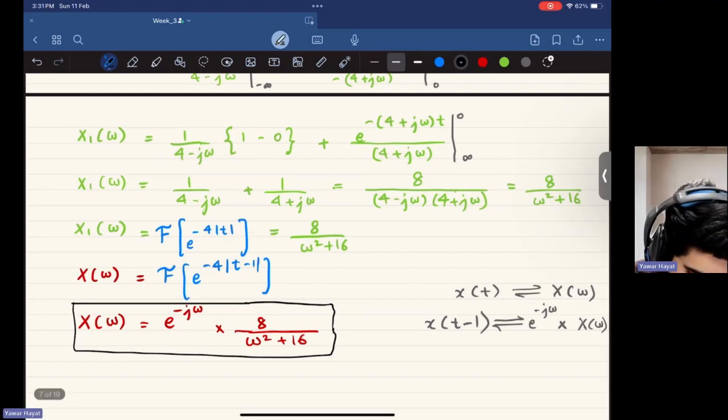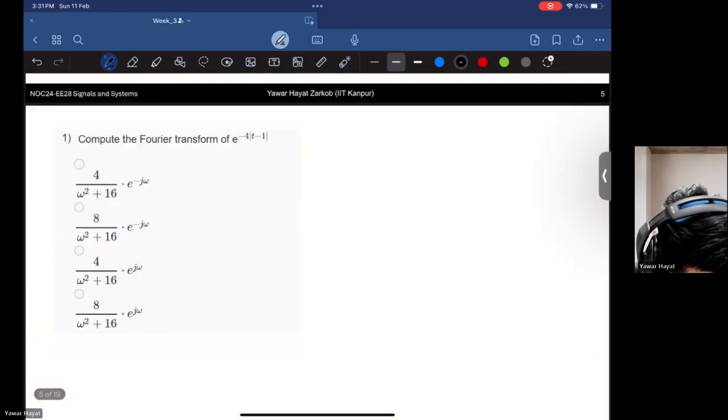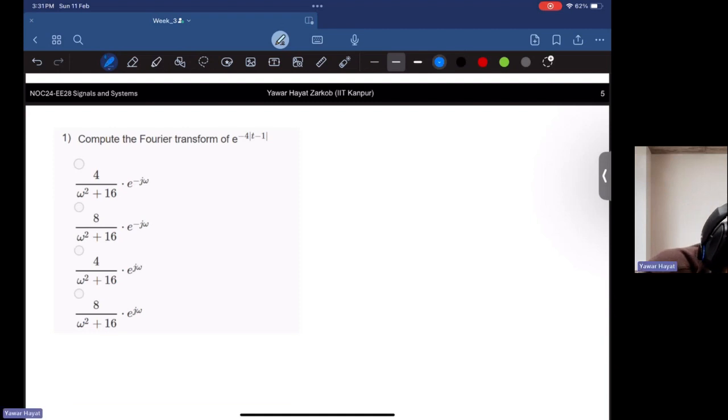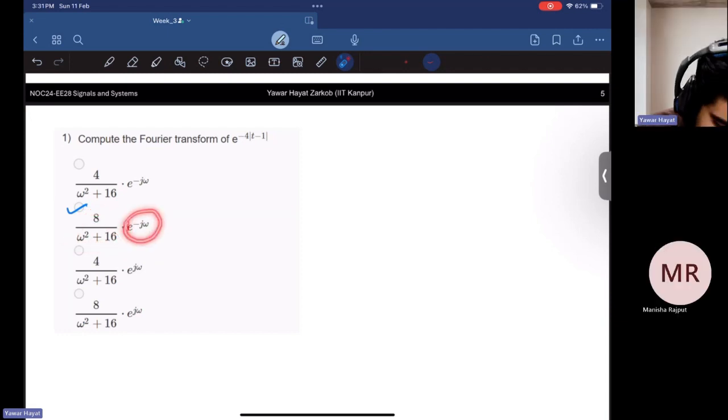Okay, so which option is correct? The correct answer is this one, right? 8 by omega square plus 16 times this factor e to the power minus j omega.